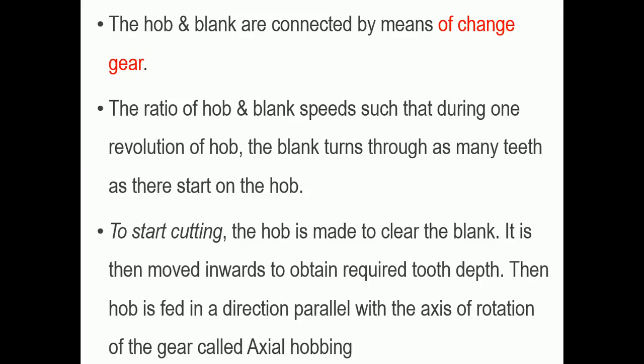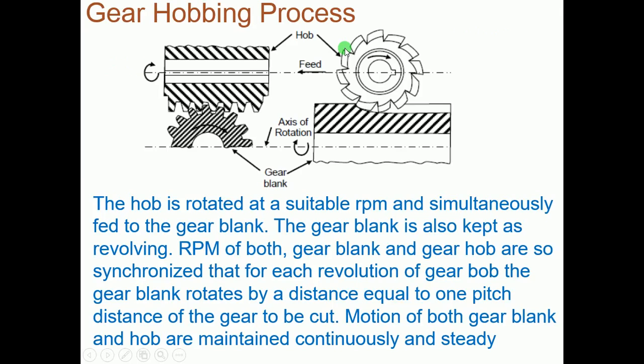To start cutting, the hob is made to clear the blank. It is then moved inward to obtain the required tooth depth. Then the hob is fed in a direction parallel with the axis of rotation of the gear, generally called axial hobbing. There are two methods for axial hobbing, and here we show the gear hobbing process.